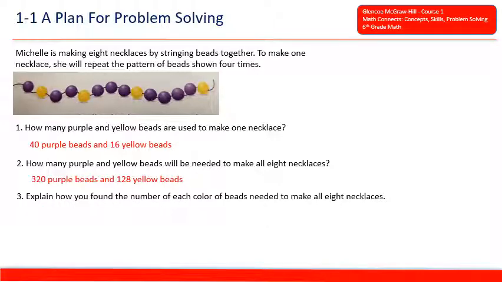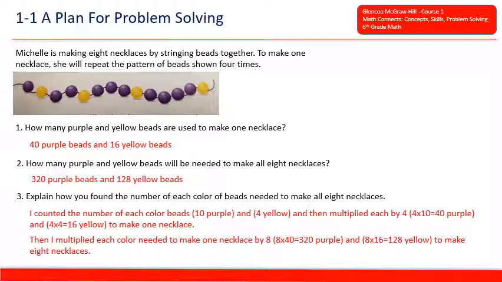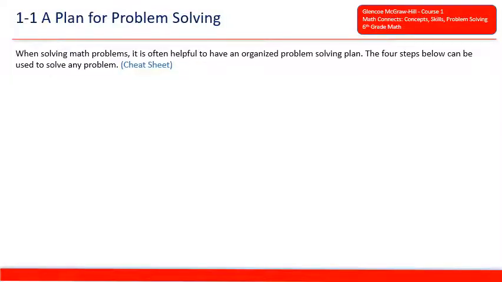Explain how you found the number of each color beads needed to make all 8 necklaces. So it just explains the process that we just went through, right? We counted the number of each color beads, 10 purple and 4 yellow, multiplied each by 4 to make one necklace, and then we multiplied those totals by 8 to make 8 necklaces. When solving math problems, it is often helpful to have an organized problem-solving plan. The 4 steps below can be used to solve any problem.